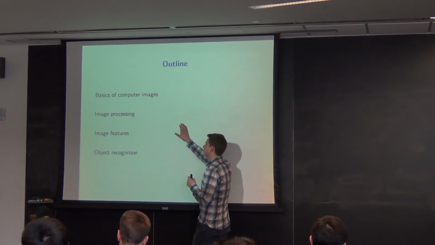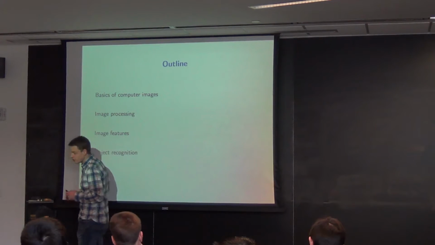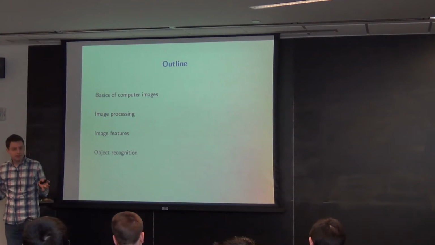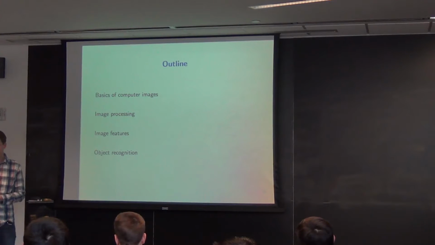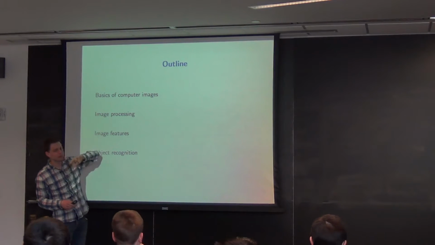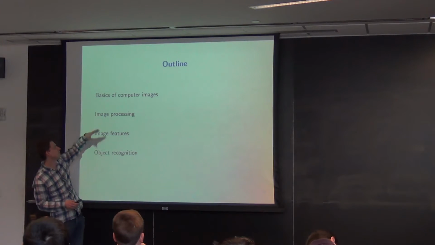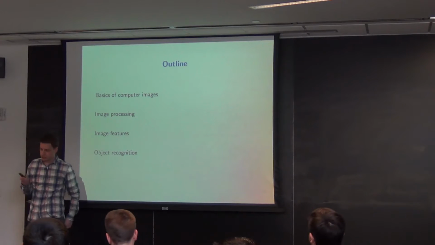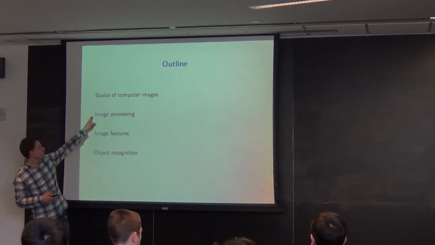I'm going to talk first about some basics of computer images. What is an image in a computer? How is it stored? This is probably all old hat to everyone here because you already did it in the digits project. That was a way of storing images on a computer. If you hadn't seen it before, you saw it then. So this will be pretty short. The majority of the time I'll spend today on image processing.